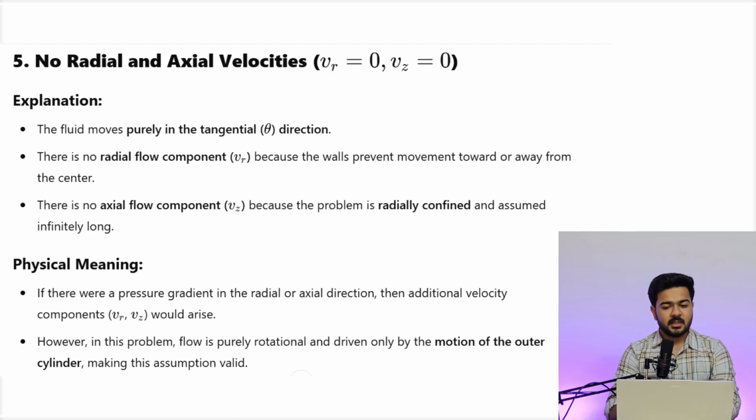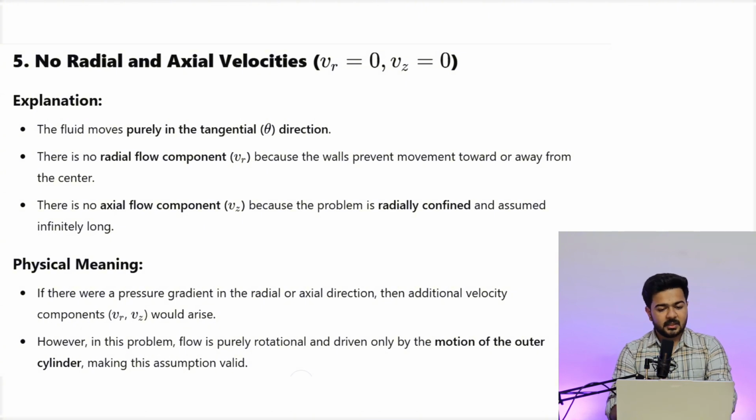Fifth assumption: there is no radial and axial velocity. That is, the velocity in the r direction and the velocity in the z direction are 0. The explanation: the fluid moves purely in the tangential theta direction. That is, the flow is only in the theta direction. So this is given in the problem. There is no radial flow component, Vr, because the wall prevents movement towards or away from the center. And there is no axial flow component, Vz, because the problem is radially confined and assumed infinitely long.